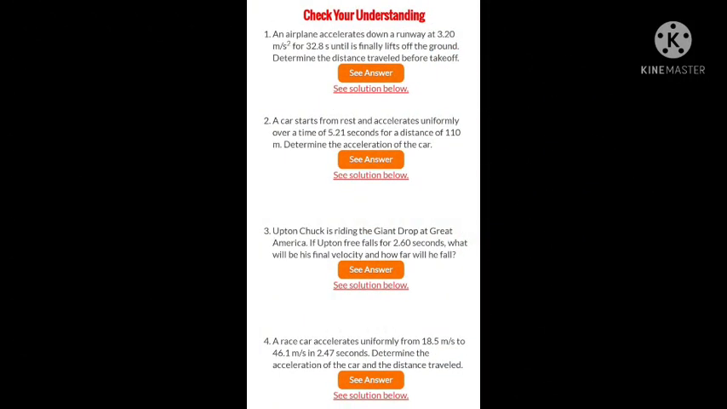These are some questions based on those three equations. This is home assignment for you. To check your answers, for first question, you will get answer as d equal to 170 meters. For the second question, you will get answer as a equal to 8.10 meter per second square. For third question, you will get final velocity equal to minus 25.5 meter per second. For the last one, that is fourth one, the answer is d equal to 79.8 meters.